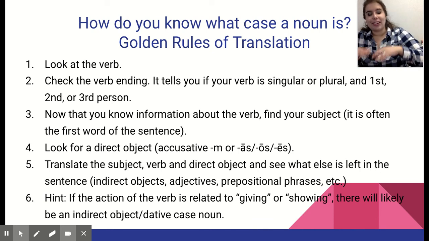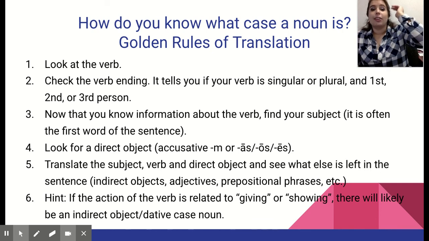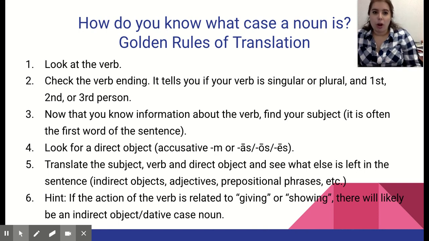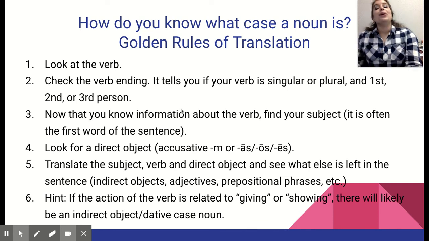So for now, if you're stuck on a sentence, go through these steps. If you're like, wait, what's happening here? I know what these words mean, but what's going on? Find your verb, find your subject. Is there a direct object? Yes, great. What do you have so far? What other words are left? How can we fit them into this puzzle? So for some more complicated sentences, you might need to go through these steps to puzzle things out. And then eventually it'll start to become more second nature and become easier to do. All right. So that is dative case.